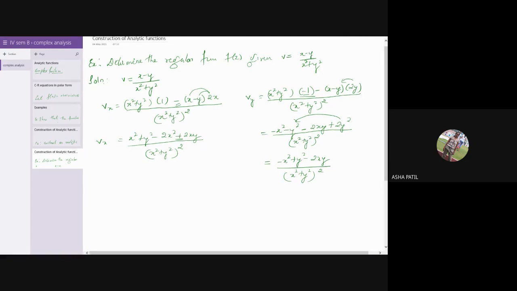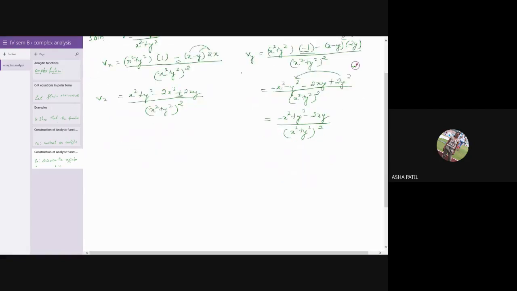Now we'll go for considering f dash z. Consider f dash z is equal to ux plus i Vx. Ux means we substitute. We simplify this one more step here: x square and minus 2x square are there. It becomes minus x square plus y square plus 2xy divided by x square plus y square whole square. Plus x square minus 2x square, that is simplified.